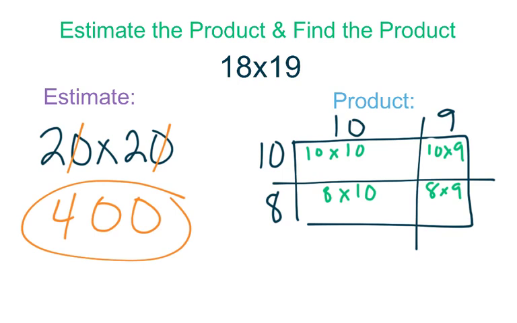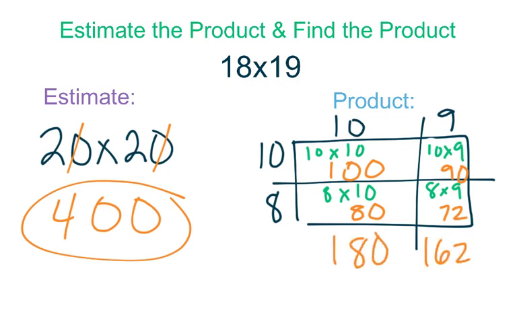So here is our area model all set up. 10 times 10 gives me 100. 8 times 10 gives me 80. 9 times 10 is 90, and 8 times 9 is 72. I'm going to add my pieces. So I get two more partial products of 180 and 162. Then I need to add those two pieces together, and I get a grand total of 342 as my product. I'm going to compare that to my estimate, and they're relatively close. My estimate should be greater than my actual product because I rounded both of those numbers up, and it is greater, which is what I'm looking for, as well as the closeness.